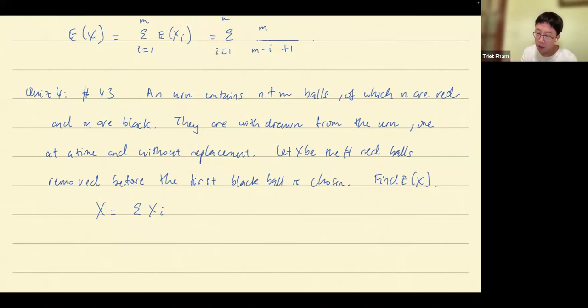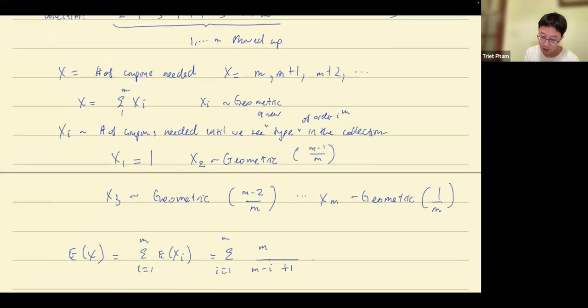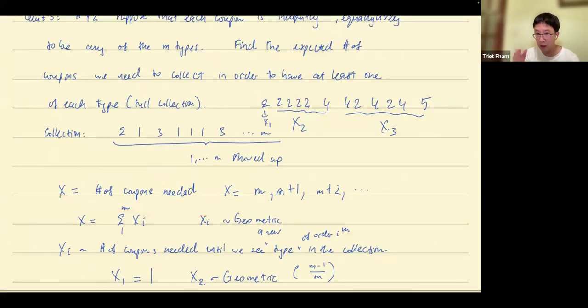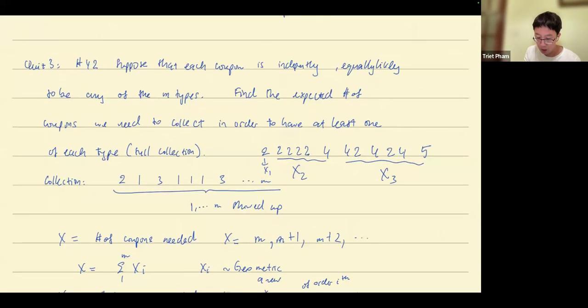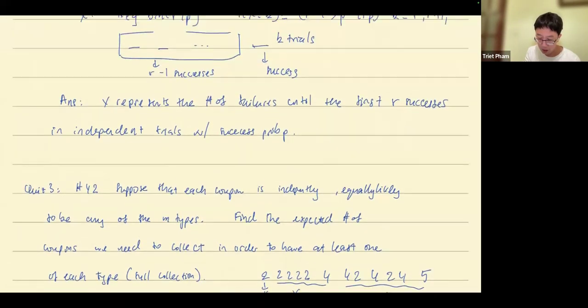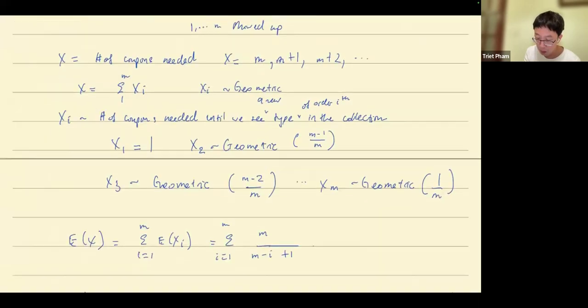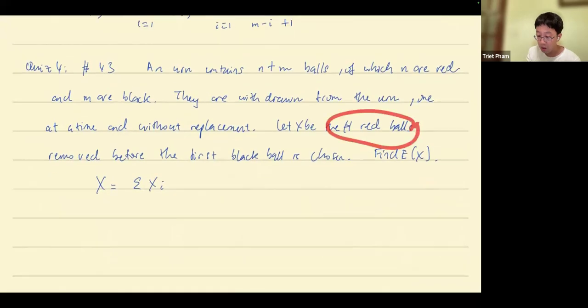So again, the key here is to see what X is a total of. For example, right here, X is a total number of coupons. So that's why you break it down into sub-collections or whatever that is. Here, X is a total number of red balls.